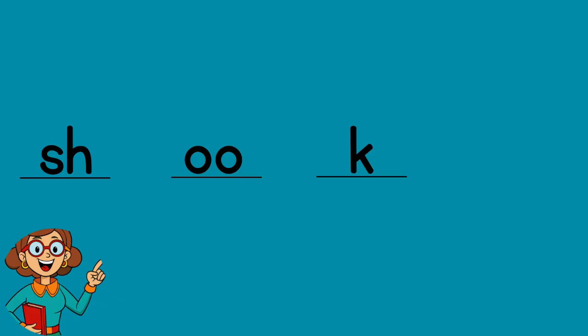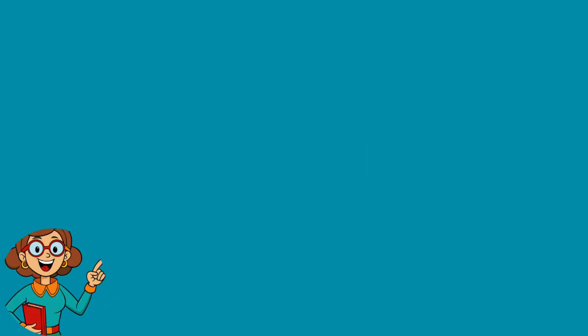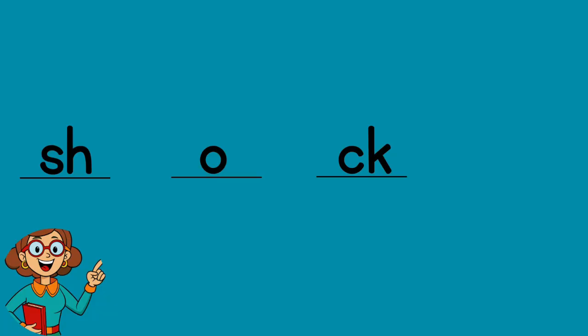Our fourth word is shock. Repeat that word. Let's sound it out. Sh, o, k. What is that first sound? Sh. Digraph sh. O. That's a short O sound. So the k is going to be spelled digraph CK because of that short vowel sound. Read that word. Very good.